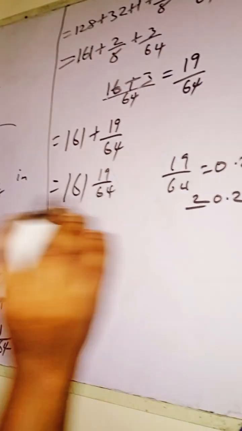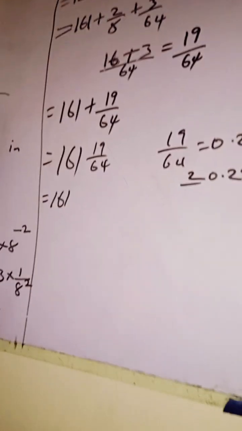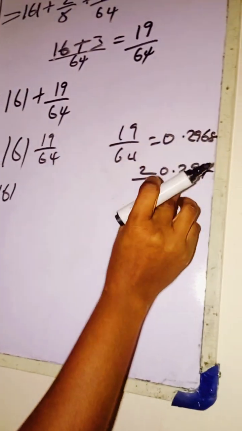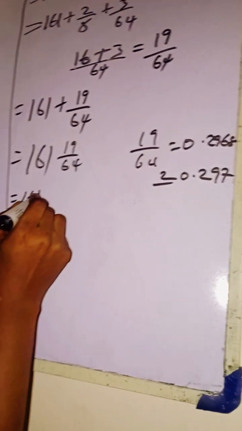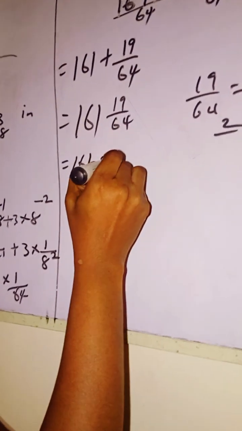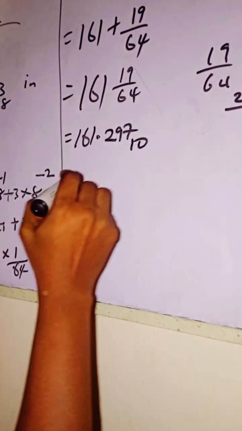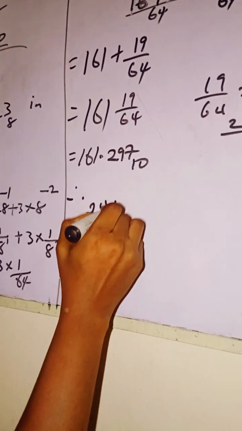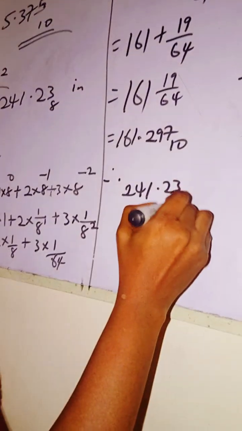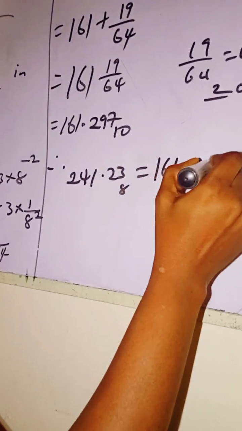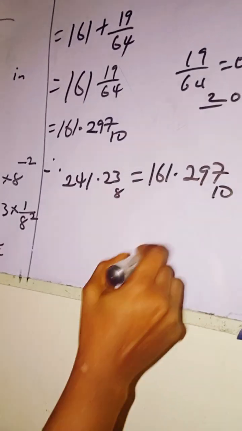So remember, when you are solving that of the decimal numbers in number base, you are not putting the 0 point. So take the whole number part there. So I'm going to put my decimal point 0.297 to base 10. So I'll say therefore 241.238 is equals to 161.297 to base 10. So that is it. So this is our answer.